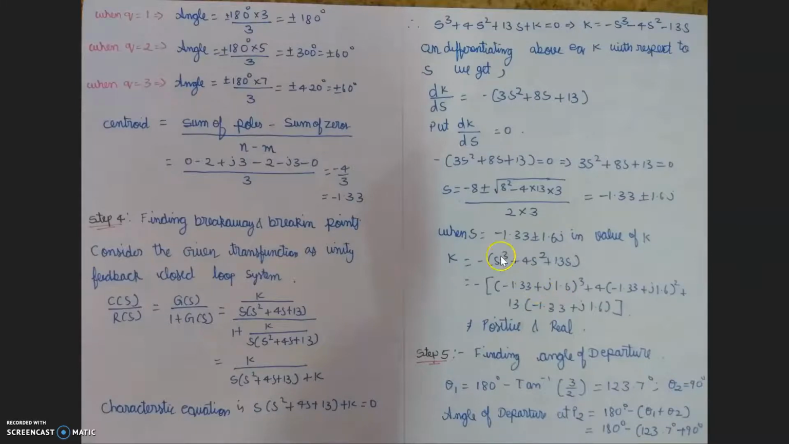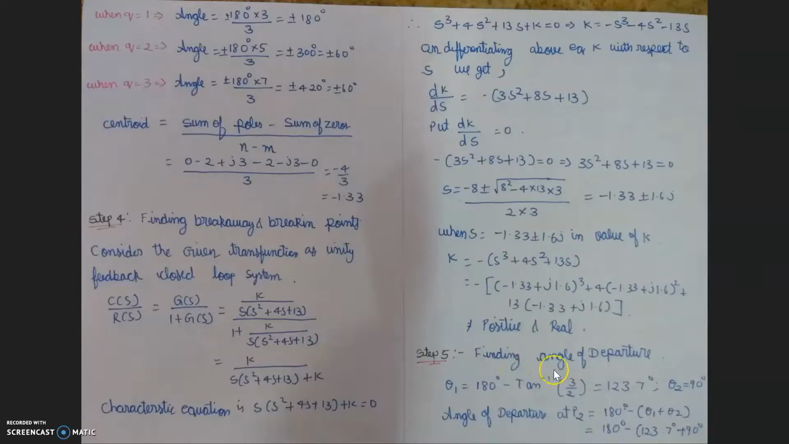Here it is represented as s cube, so minus 1.33 plus or minus 1.6j, whole power cube. Either you take it as plus or minus, it is j cube, which is nothing but minus j. Root over minus 1 to the power 2 is minus 1, and that multiplied by j gives j cube, so minus j is the value. So this is not positive and real. We can conclude that it is imaginary, therefore there exist no breaking and breakaway points. With this we stop step 4 and go to step 5.